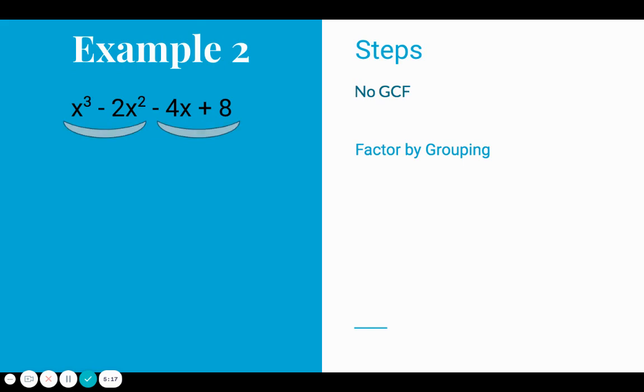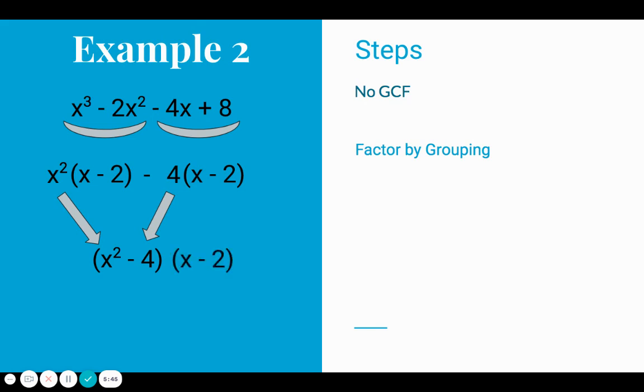So we'll create our 2 groups, and then we'll factor out the greatest common factor from each group. From the first group, we can factor out an x squared. That leaves x minus 2. From the second group, we will factor out a negative 4. That also leaves x minus 2. We'll bring down the 2 terms that are in front, x squared minus 4, that creates our first factor, and then bring down the common parentheses, x minus 2.